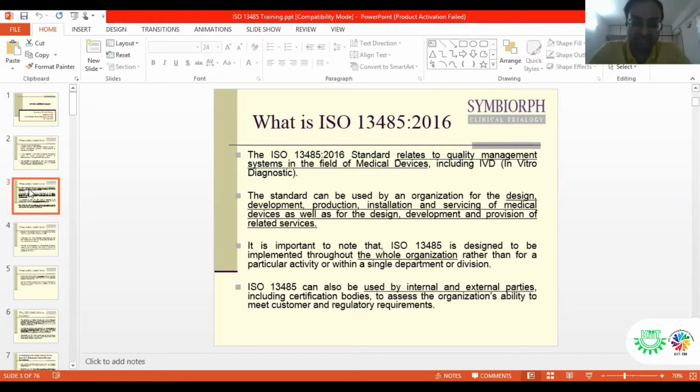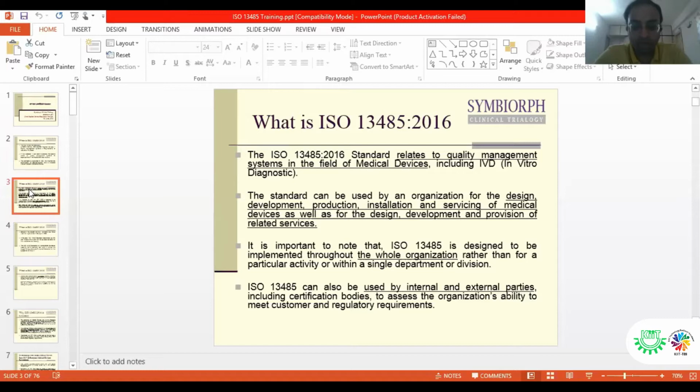Suppose you are not doing the design and development activities, but you have outsourced them to some other agency that will do the design and development for your devices, or that does contract manufacturing for your product. It is your responsibility that the subcontractor or outsourced company should also comply with the requirements of the ISO 13485-2016 version.